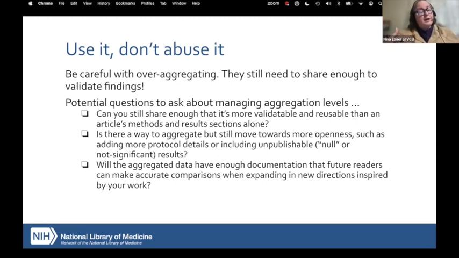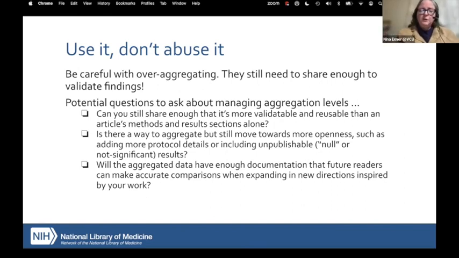For example, they could add more detailed protocols as part of their documentation, or they could commit to including unpublishable or null or not significant results, at p less than 0.05 or p less than 0.01, that just aren't fun enough and cool enough to get into a journal article, but may still be what the NIH wants us to share for this increased transparency and validation level.